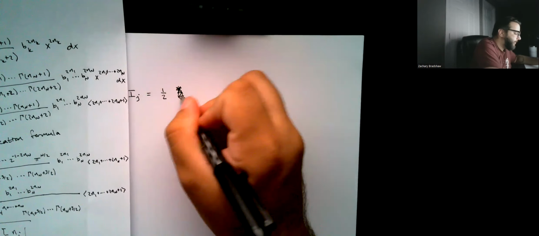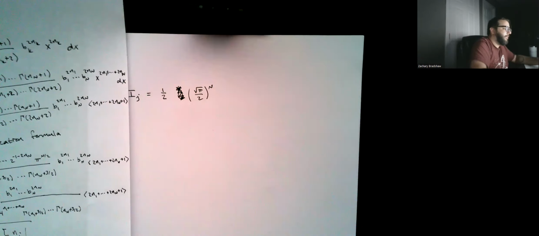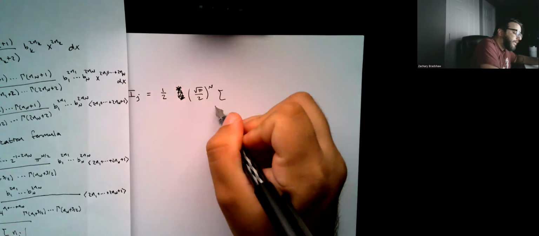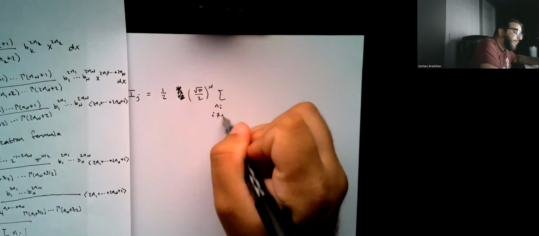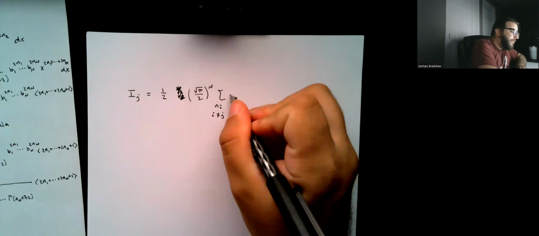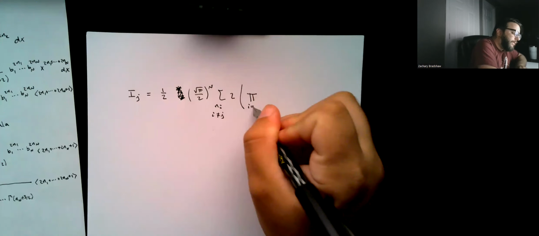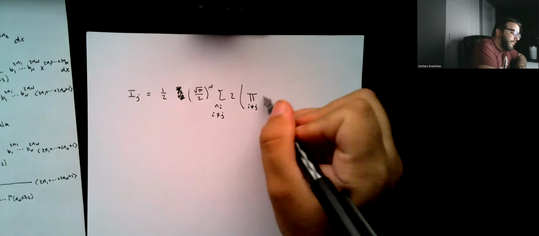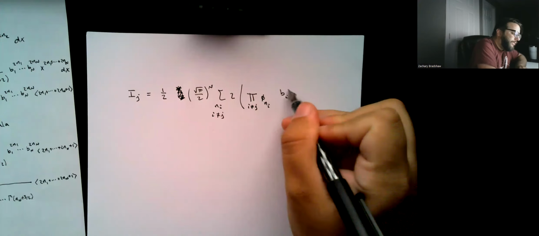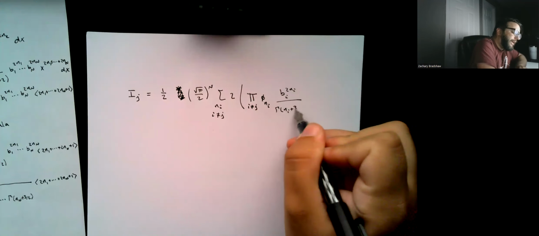Maybe I should include my square root of pi over 2 to the n power first. And I'm going to sum over ni, where i is not equal to j. Right? The method of brackets will get rid of that sum over nj. Okay? And this is 2 times the product over i not equal to j of bi to the 2ni over gamma of ni plus 3 halves.